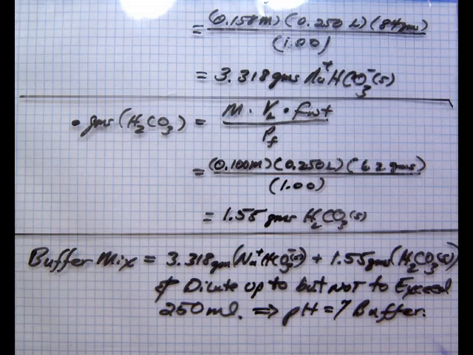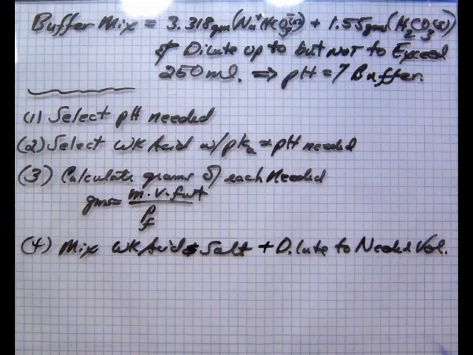Okay, so your buffer mix now is, from the calculations, 3.318 grams of sodium bicarbonate. You'd weigh it out into weight boat number one. In weight boat number two, you'd put 1.55 grams of carbonic acid, and then pour them in the mixing container and dilute up to, but not to exceed, 250 milliliters, and that will be your pH equal 7 buffer. Okay, here's a recap on that.